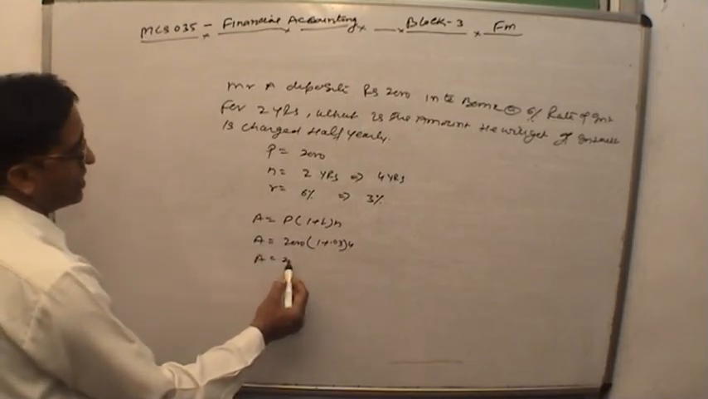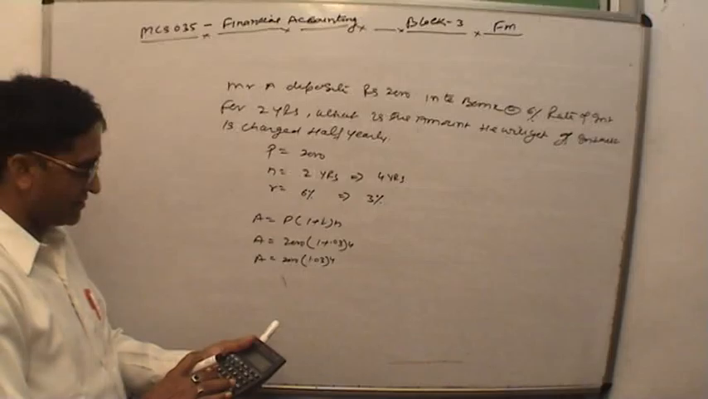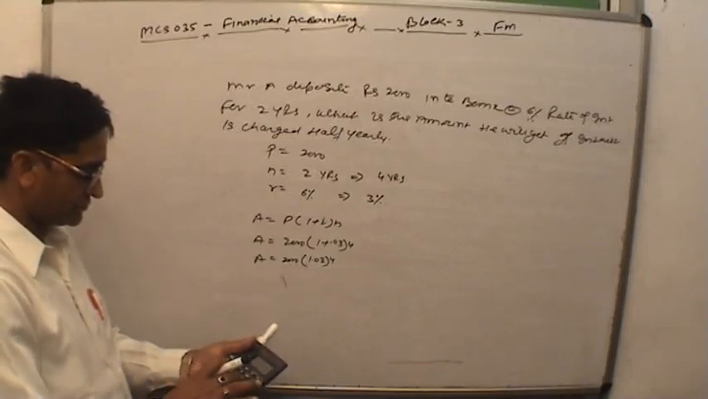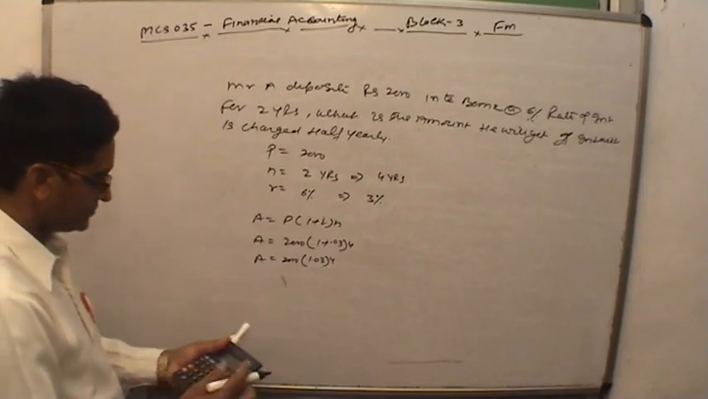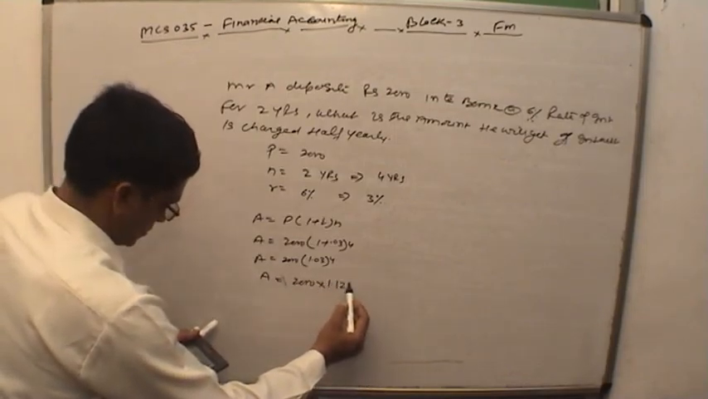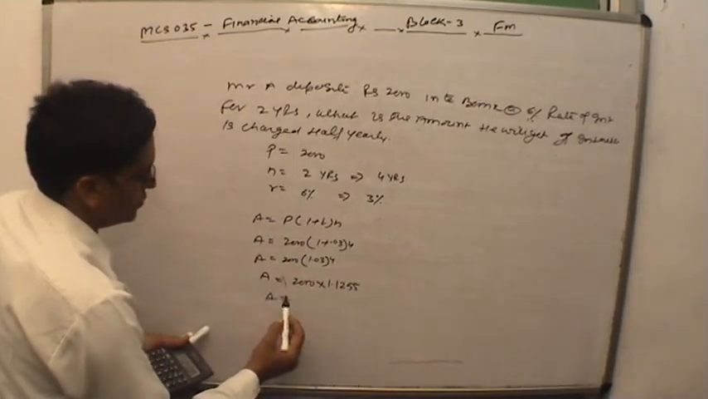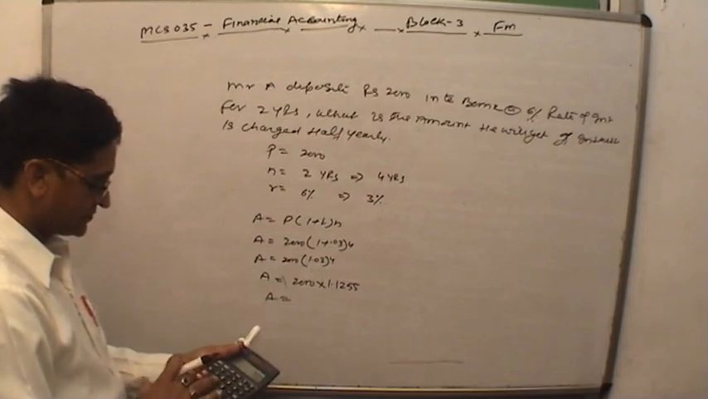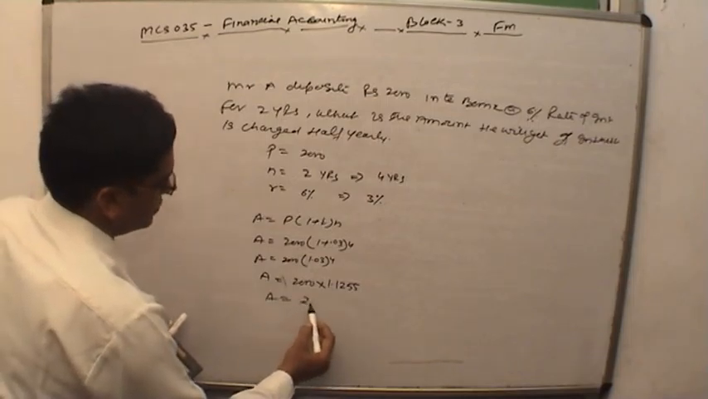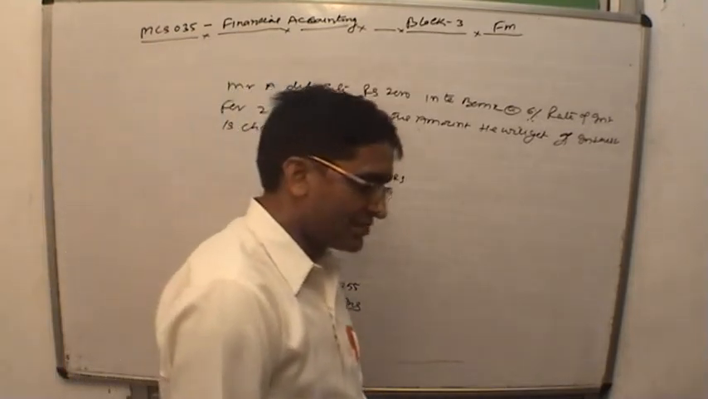So A equals 2,000 into 1.03 to the power n, which is calculated as 1.03 to the power n. A equals 2,000 multiplied by 1.155, so A equals 2,250. 2,250 is your answer to this question. It's all about future value of present cash flow.